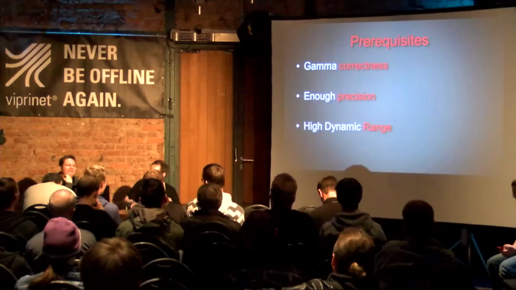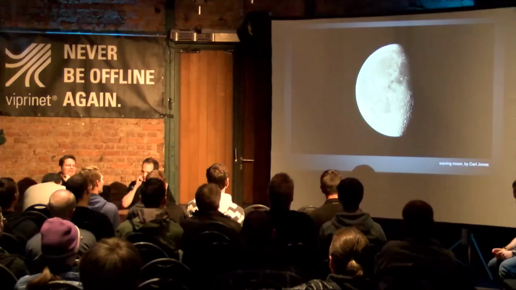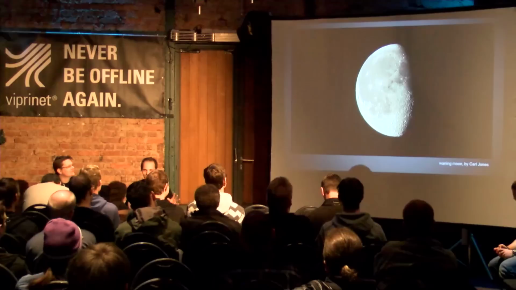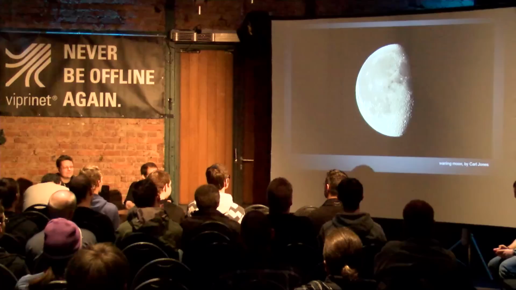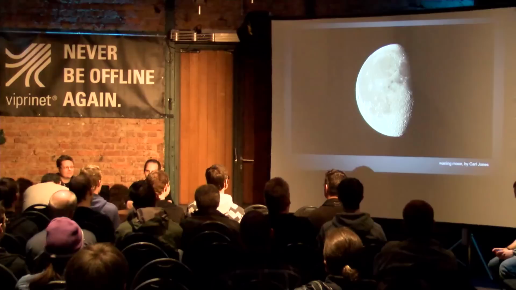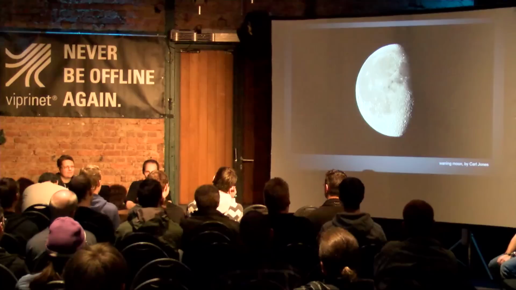Okay, so gamma correcting. I'm starting with a picture. I took a picture that pretty much everyone has seen at some point in their life. So the idea of gamma correct is, if you're going to display two colors on your screen, and one of them has a value twice as big as the value of the other color, you'd expect it to be twice as bright as the other color.